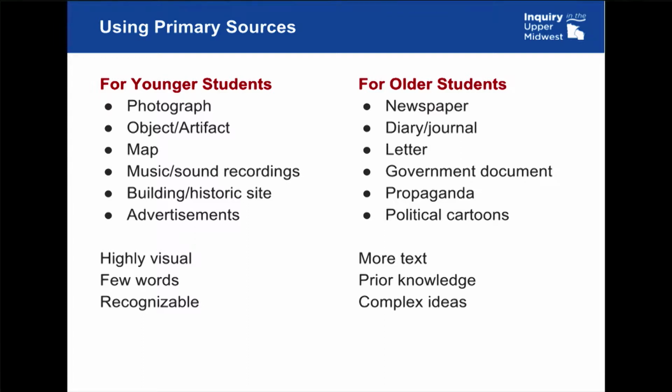Now for older students, you can use the same ones that are in the list for younger students, but then you can start to add things like newspapers, diaries and journals, personal letters, government documents, propaganda, and political cartoons. For older students, we can include sources that have more text, that require students to access more prior knowledge and start to introduce more complex ideas.